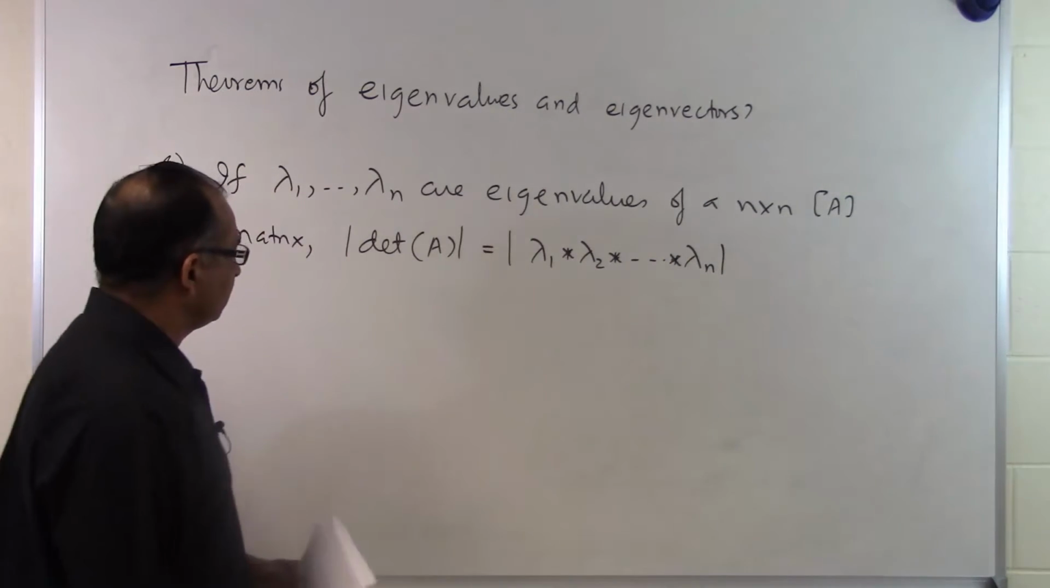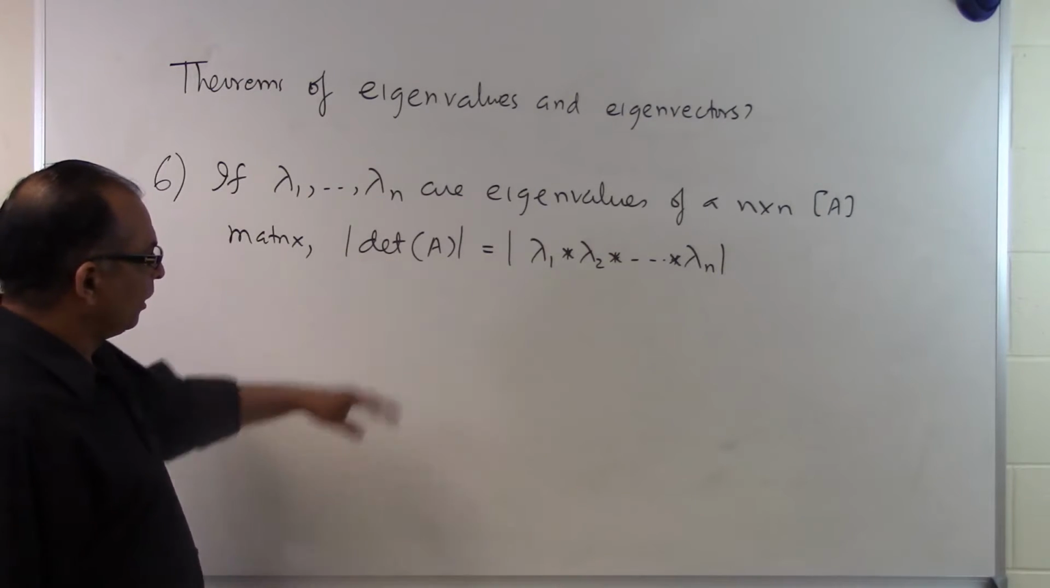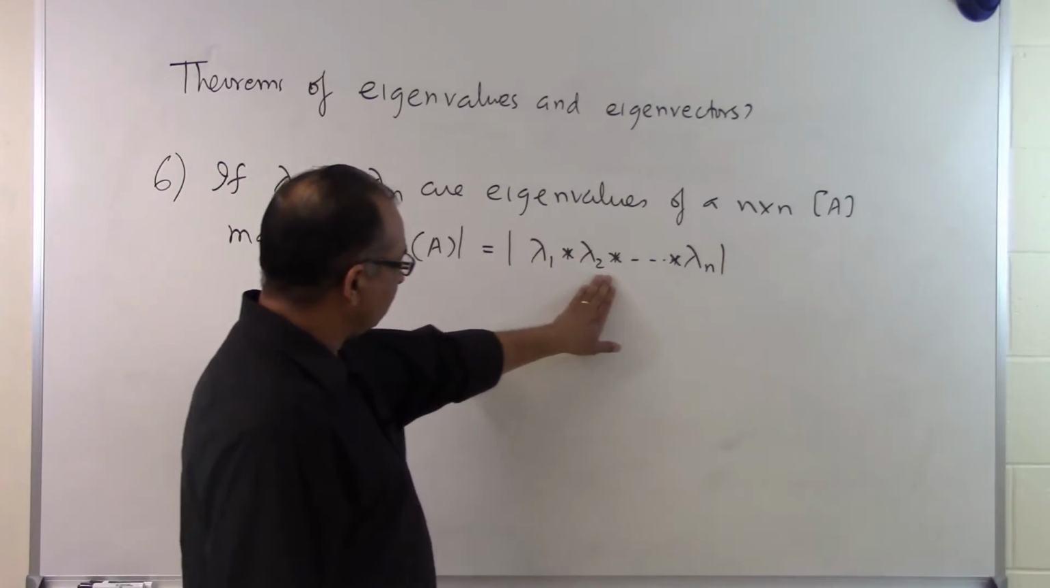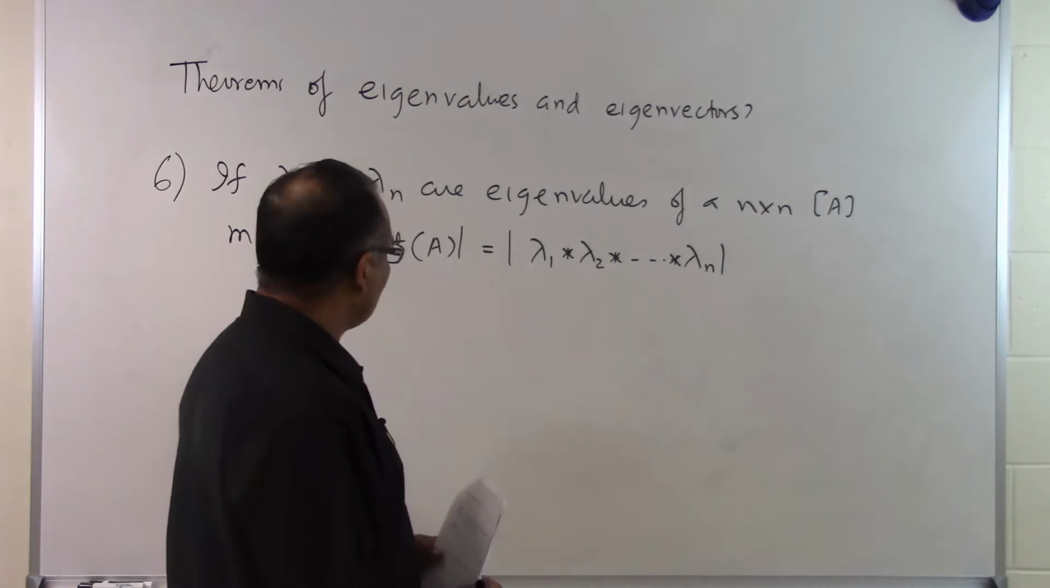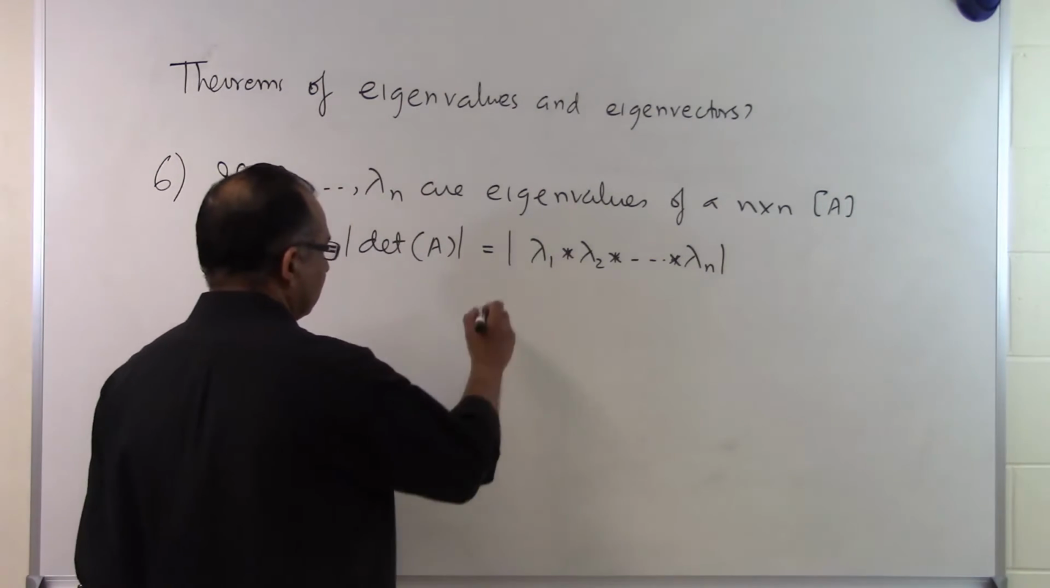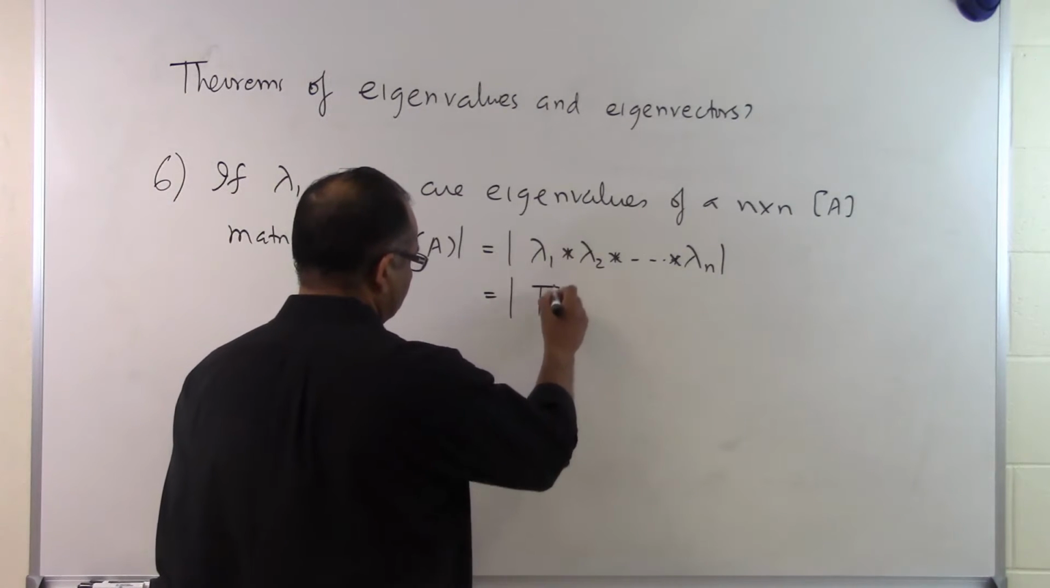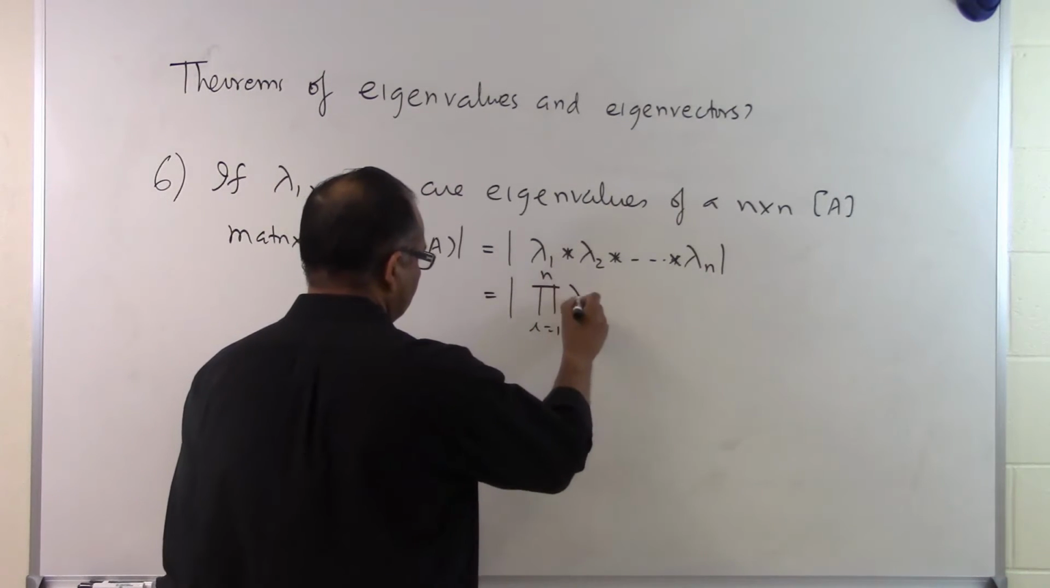So in order to find the magnitude of the determinant of A, all you have to do is take all the eigenvalues, find the product of those eigenvalues, and you will get the magnitude of the determinant of the matrix A, which can also be written as the product from i equals 1 to n of lambda i.